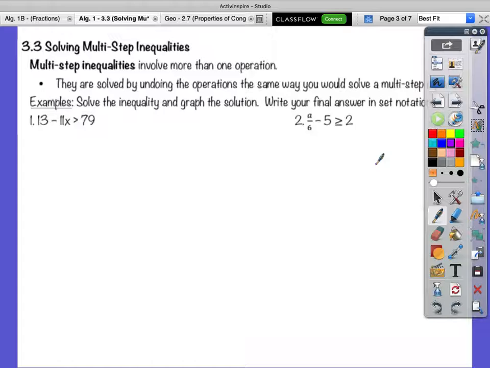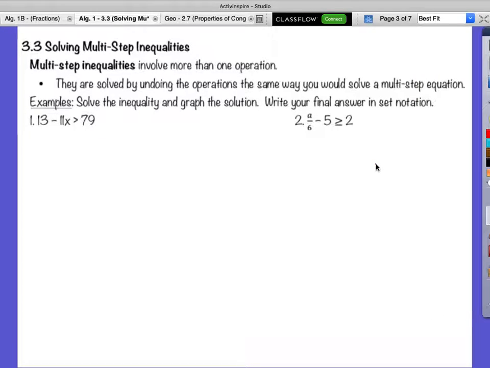No. Multi-step inequalities, okay? If we were on 3.3 in our notes, I know we skipped over a lot of 3.2. I felt like we were okay without it, to be honest. They involve more than one operation. Multiple steps? No way. They are solved by undoing the operations the same way we solve a multi-step equation, except for multiplying or dividing by a negative number.